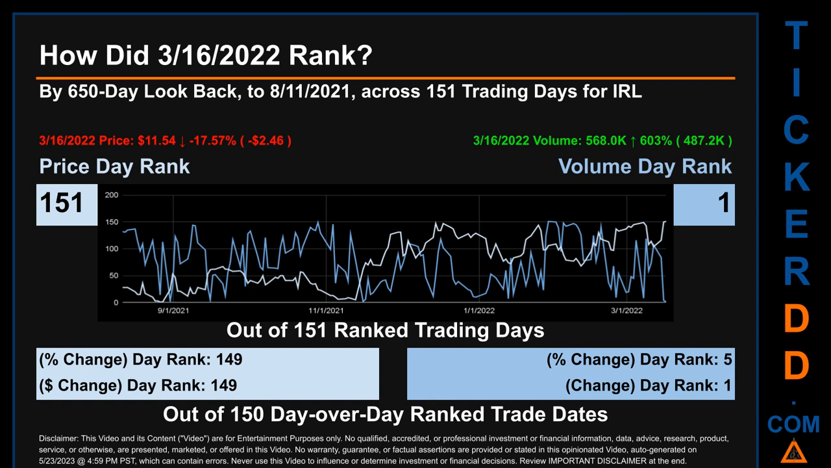The line graph overlays price and volume's daily ranking, as shown respectively in light versus dark blue, across those target days' trading days. In this view, essentially the dips are good whereas the spikes are bad. The price's day-over-day percentage change, dropping -17.57% on March 16, 2022, had a day rank of 149 while its dollar difference of $2.46 had a rank of 149 when compared day over day across 150 trading days. Volume's percentage change and difference were ranked respectively at 5 and 1.